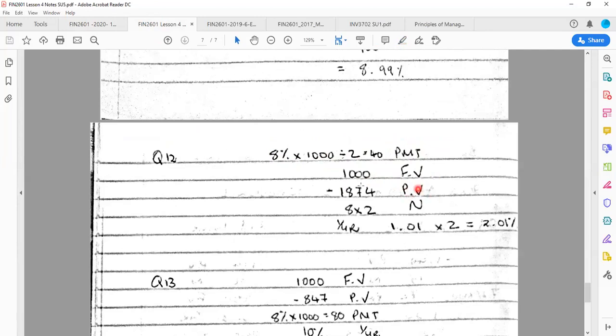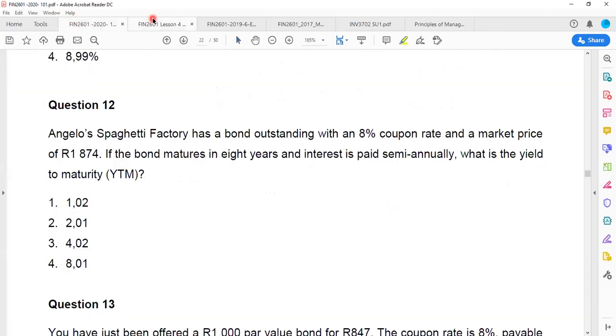1000 is our future value. Remember to always put your PV as a negative, the price. If you don't, you'll get no solution or error on your calculator: minus 1874. 8 by 2 for n, and then we get 1.01. And remember, we said if we're calculating interest or PMT or n, we always make the opposite adjustment to the final answer. So we multiply this by 2 and we get 2.01%.